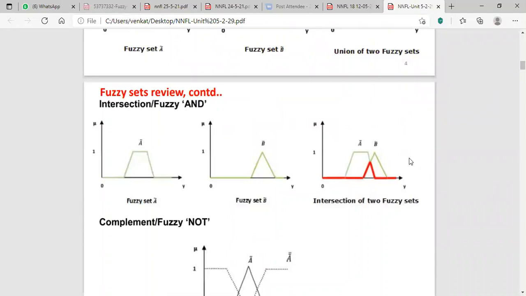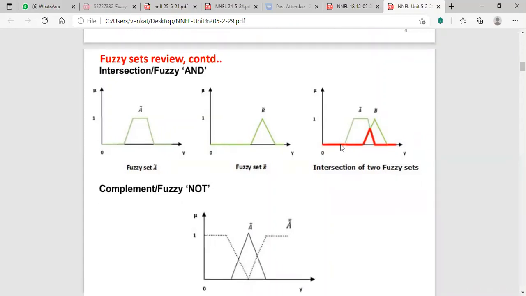Next, intersection of fuzzy sets, or AND operator. Here again you have two fuzzy sets, fuzzy set A and fuzzy set B. In the intersection, you go for the minimum of the two membership functions, the membership function of A and the membership function of B. The red part indicates the intersection, the AND operation of two fuzzy sets.